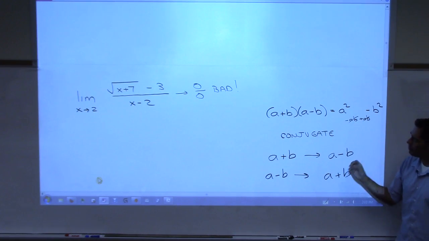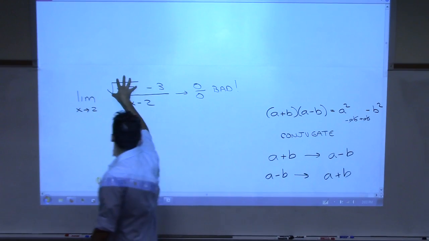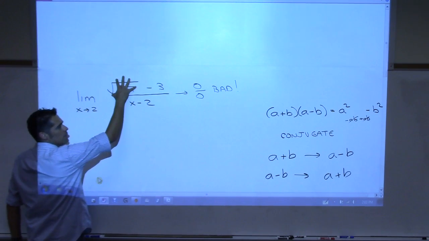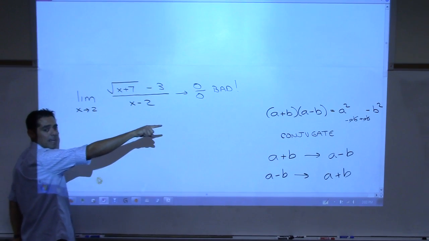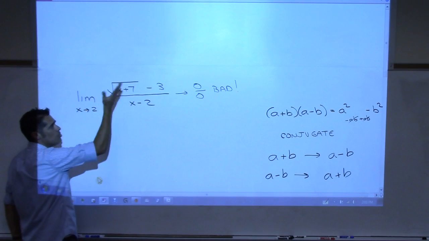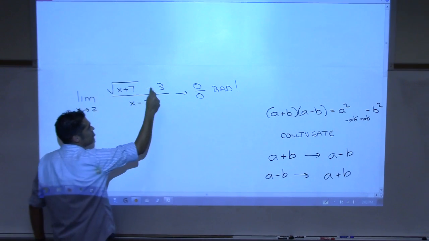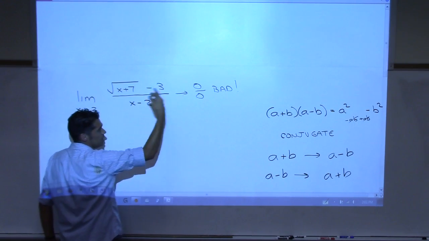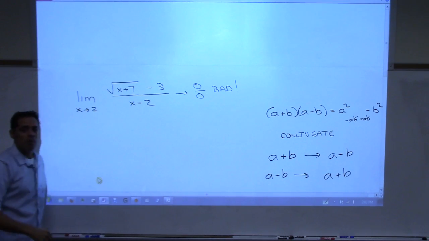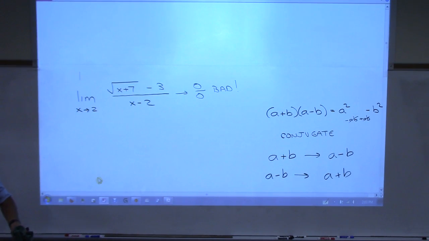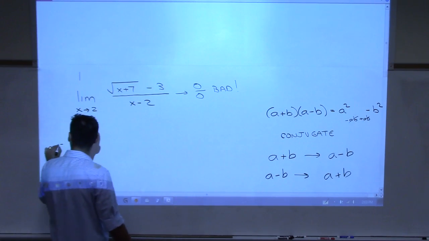What's good about that? Well, if this is our a, then when we finish up with it, it's going to be a squared, isn't it? And that means there won't be any root anymore. And then if this is our b, when we finish up with it, it'll be b squared, it'll just be 9, and we won't have any radicals anymore on top. We are going to have radicals on the bottom, but it's going to work. All right, so here we go.